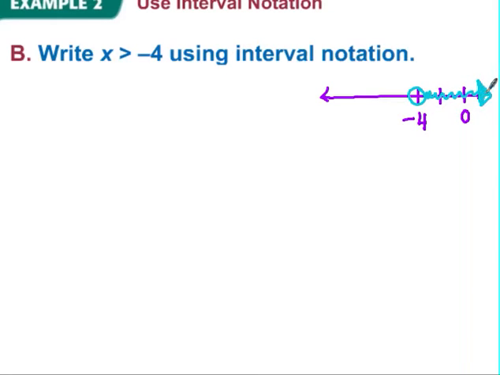So now I need to figure out what the boundaries are. So what is my leftmost boundary in that graph? Negative 4. Is negative 4 included? Is it shaded in? No, so I'm going to use a parenthesis. Okay. What's the rightmost boundary?